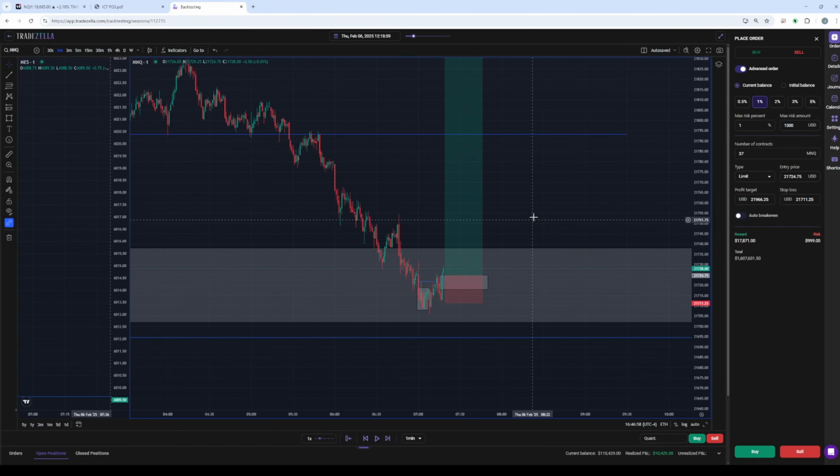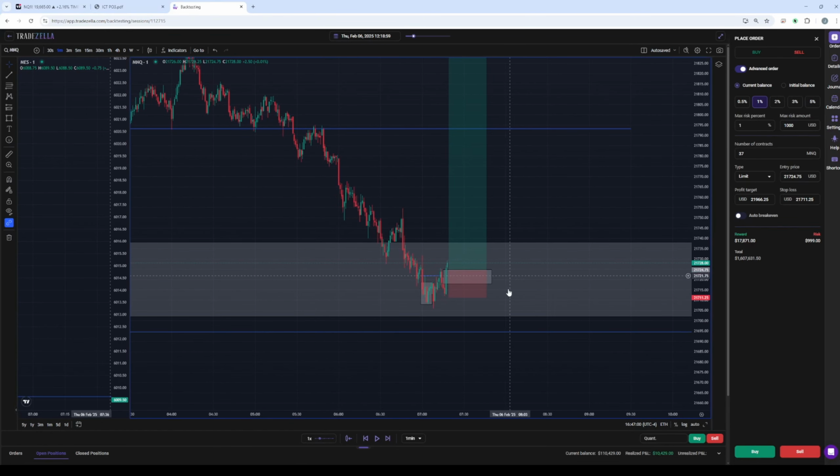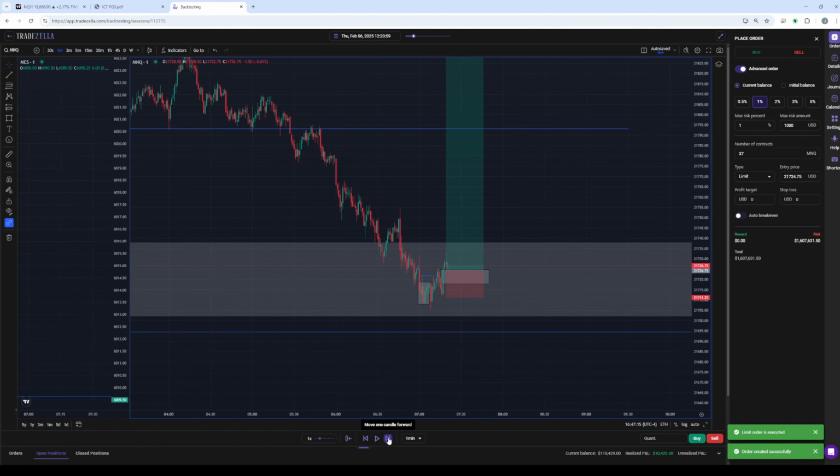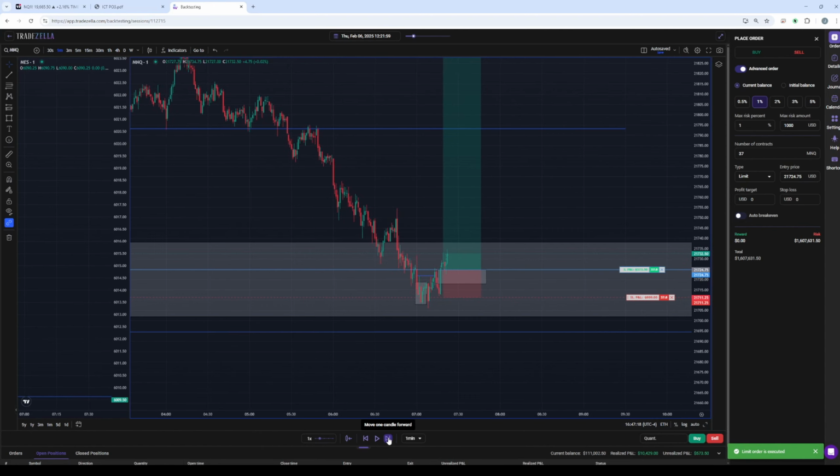Refining this on the 1 minute and using accumulation and manipulation on the 1 minute takes time, and you need to practice this, right? You need to start in a higher time frame to work your way down, and then you can use things like backtesting to get better and better at it. But let's set this limit. Let's see. We get tagged.